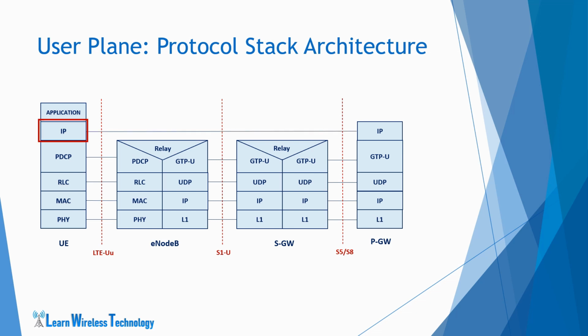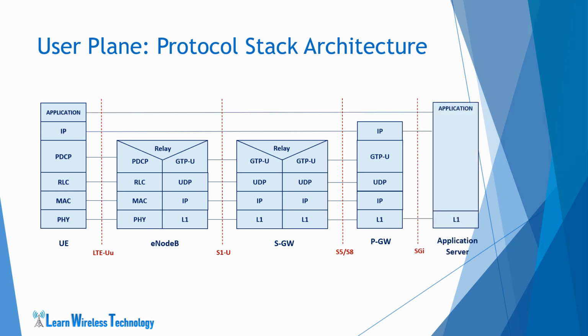The IP layer of UV terminates at the IP layer of the PDN gateway. The PDN gateway assigns an IP address to UV, which is used to transfer user data over the packet switch network. The PDN gateway connects to the external application server via the SGI interface. The application layer at UV terminates at the application server. The PDN gateway routes the IP packets towards the application server.